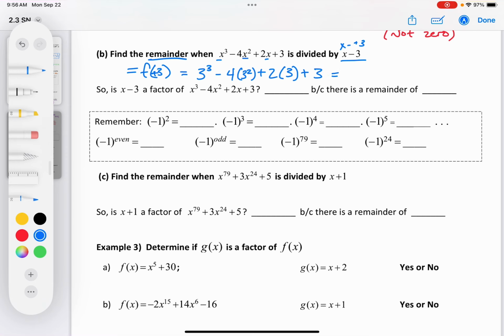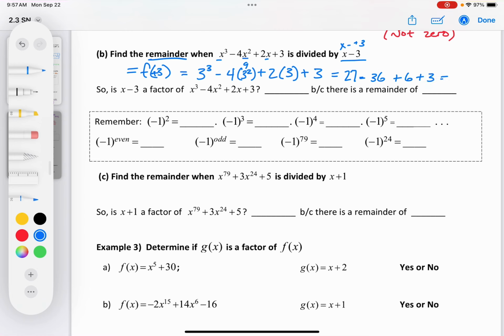All right, so we worked that out. 3 cubed is 27. Minus 4 times 9, so I'm taking away 56. No, excuse me, I'm sorry, 36. I'm not mathing very well right now. 3 squared is 9. Negative 4 times 9 is negative 36. And then I'm going to add 2 times 3, which is 6. And then I'm going to add 3.